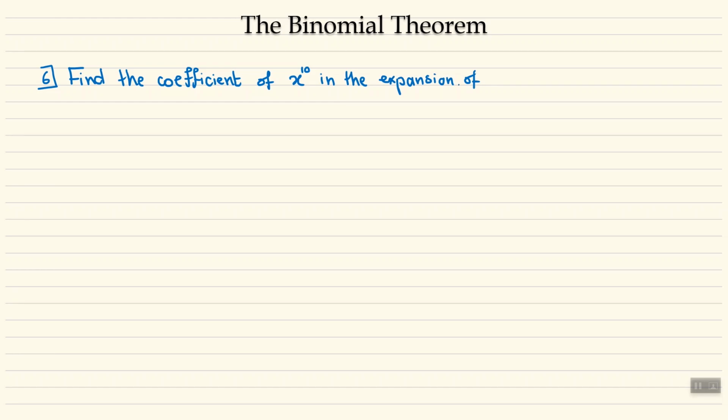Okay, let's see. Question number 6. Okay, this question says the following. It says find the coefficient of x to the power of 10 in the expansion of (2x minus 3) to the power of 14.